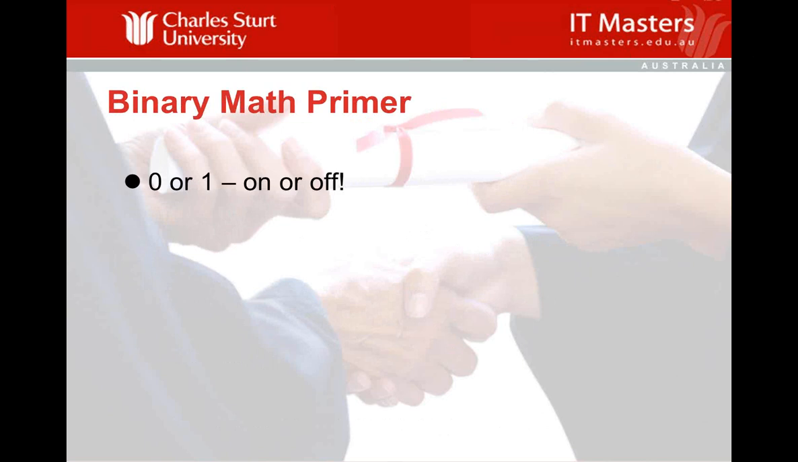Okay, so the binary math primer. Zero or one, on or off. Actually, that should be off or on, all the way around, obviously. Zero is off, one is on. Sorry, a little slip of the tongue there, so don't get confused by that. One is always on, zero is always off.